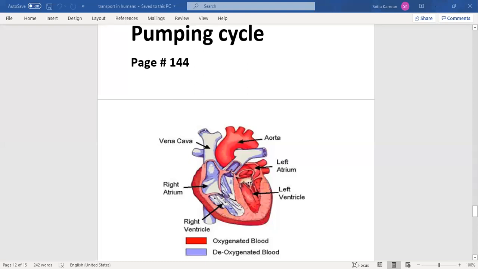Today we are going to start our next topic, that is the pumping cycle, that is, how the blood is pumped through the heart around our whole body.